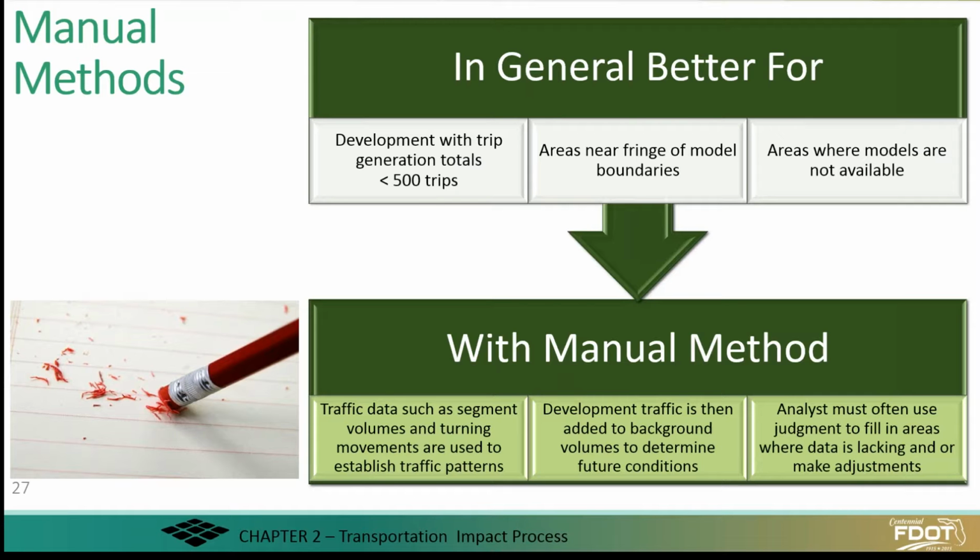And you often have to use your judgment to fill in areas where you're missing data. So if you get to a part of the roadway network where there might be a series of driveways and there might be a key intersection, but you don't have turning movements collected or traffic volumes collected for that area, you may have to make a professional determination of what the attrition might be or what the turning movements might be based on your understanding of the area.